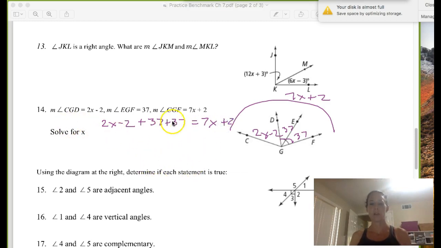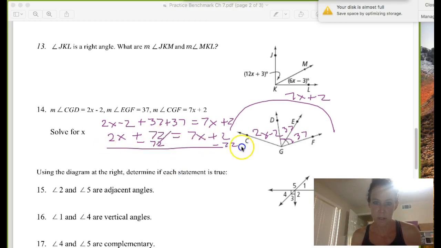Now I can solve for x. Just do your algebra. Let's first combine everything on this side. If we go 37 plus 37, let's see, 3 and 3 is 6, 7 and 7 is 14, so 60 plus 14 is 74. 74 minus 2 is 72. So on this side we'll have 2x plus 72 equals 7x plus 2. Now we can start working both sides of the equation. Let's go ahead and subtract 72 to this side.